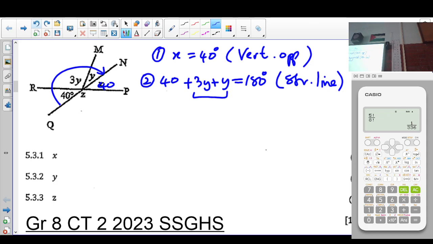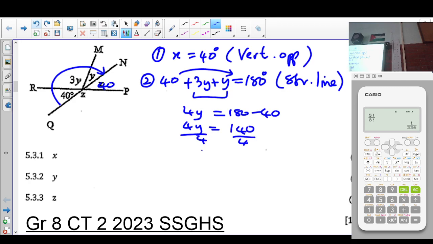That's going to give us 4y equals 180 minus 40. So 180 minus 40 is 140, divided by 4 gives you an answer of 35 degrees.